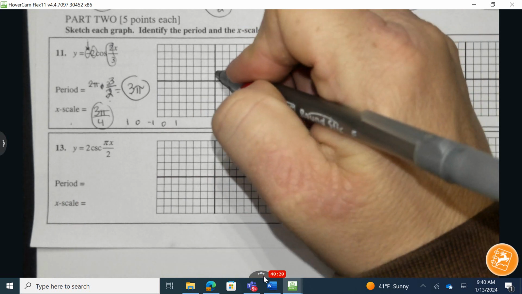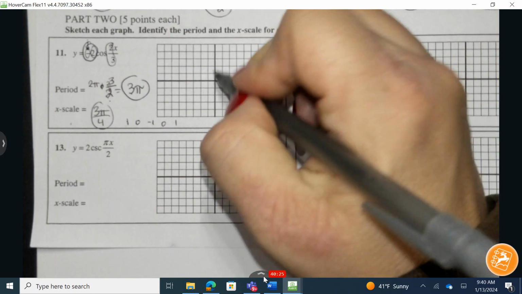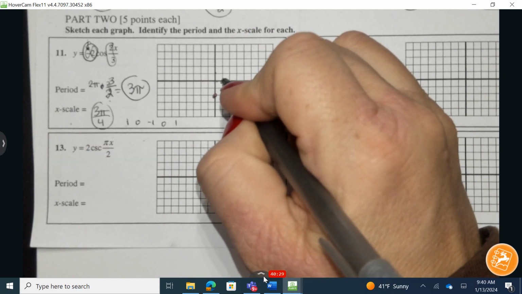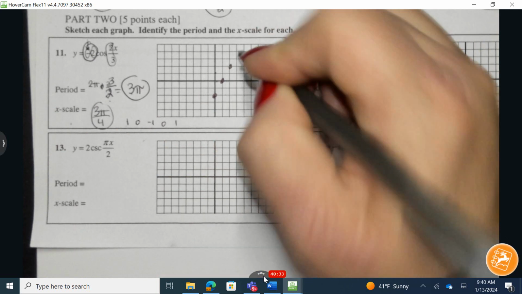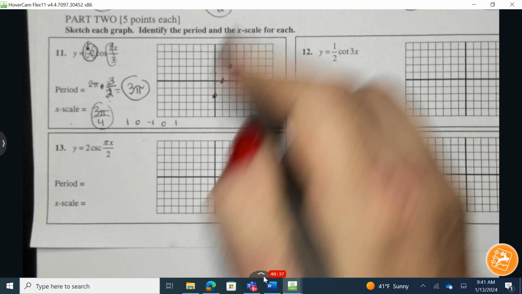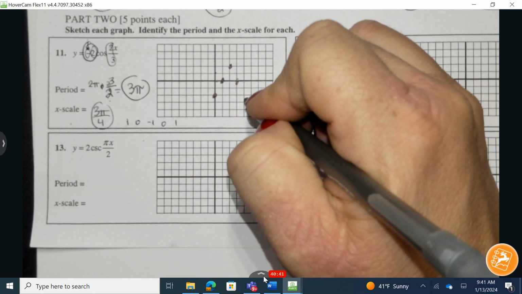So I'm starting at 1, but I have to multiply it by a negative 2. Negative 2 times 1 is negative 2. Negative 2 times 0 is 0. Negative 2 times negative 1 is a positive 2. Negative 2 times 0 is 0. And negative 2 times 1 is negative 2.